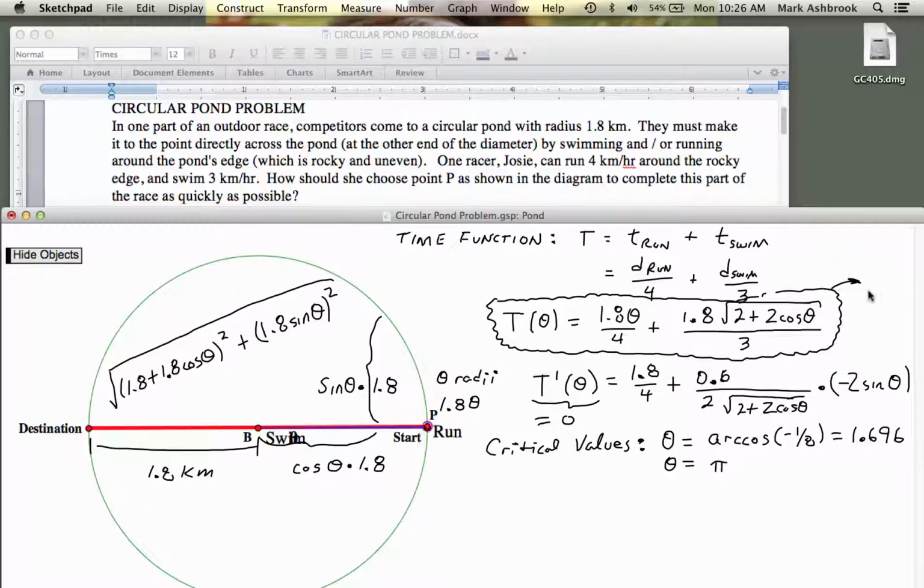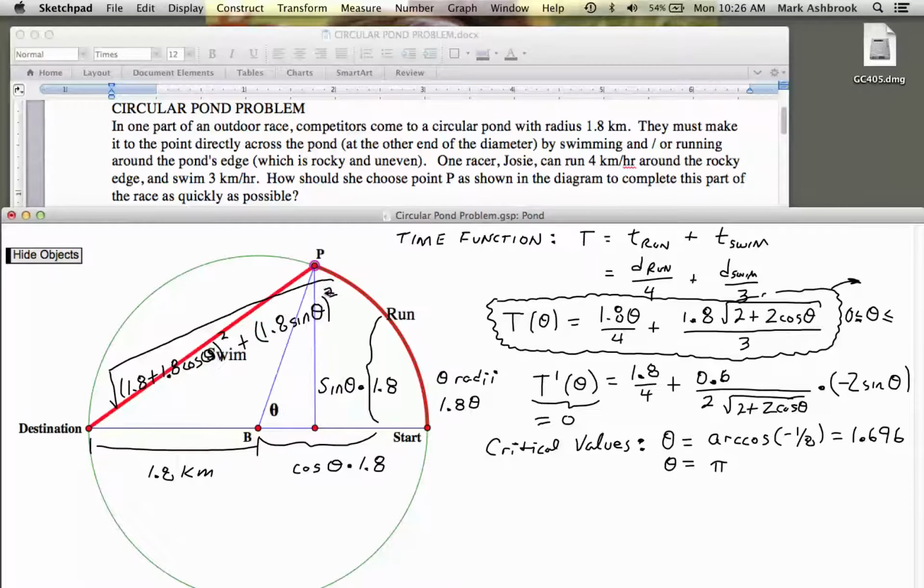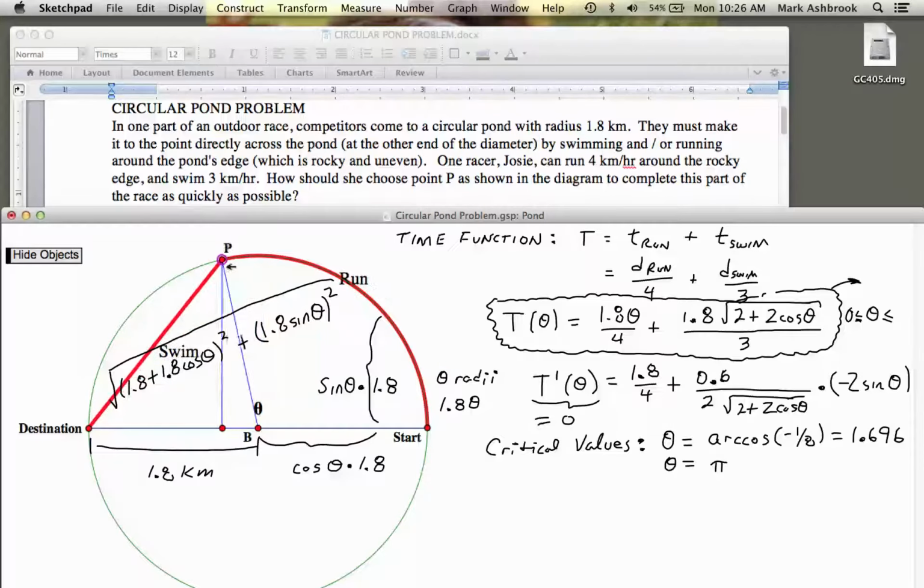So the domain here is going to be 0 less than or equal to theta, knowing that 0 is if she swims the whole way. And then what's the greatest value of theta that makes sense? Okay, so we think about she could run to point P. This is all possible. We could run to point P here. So what's the limiting situation here? Well, she just runs the whole way.